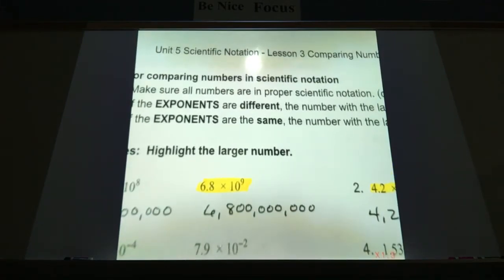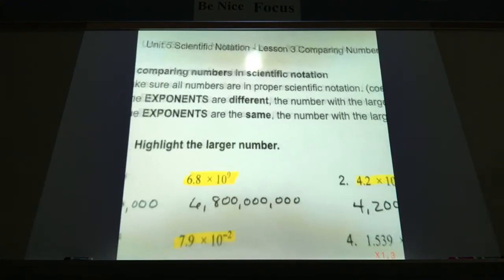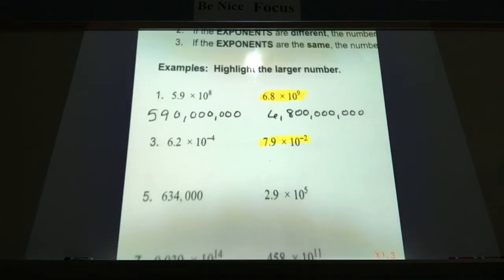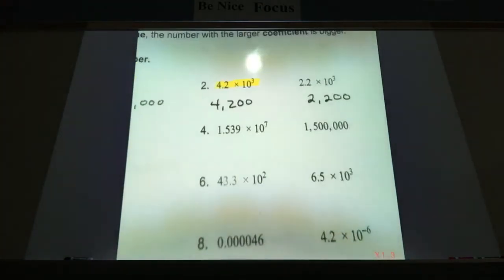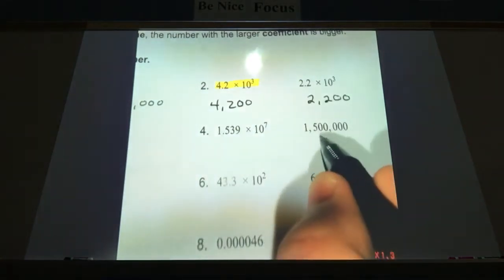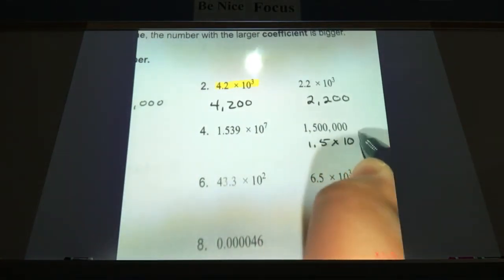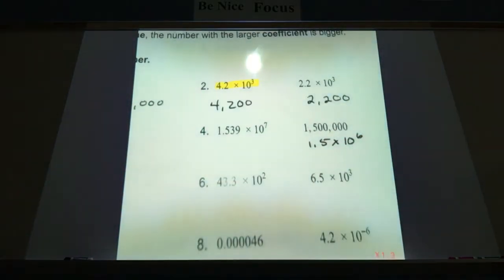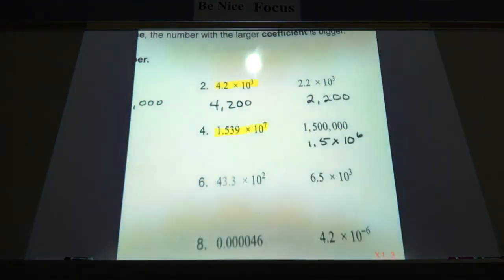Okay, number 3, this has the bigger exponent. This is the bigger number. Whoop, sorry. This has the bigger exponent. This is the bigger number. Number 4. This one's not in scientific notation, so to be able to compare it, we either need to put that in standard form or that in scientific notation. Once we do that, you can see that this has the bigger exponent, and it's your larger number.